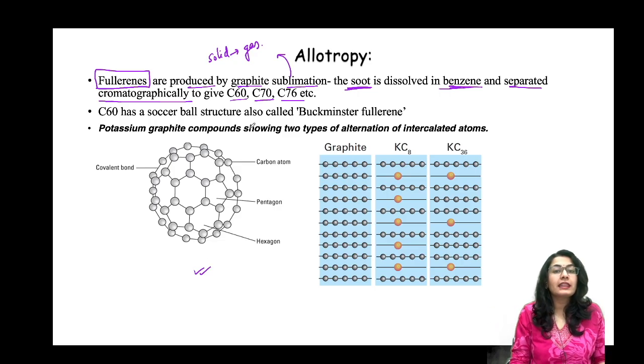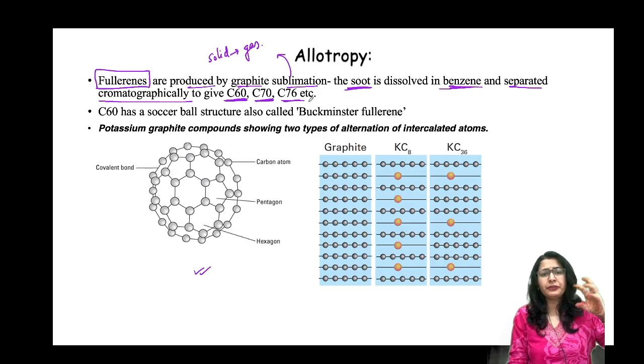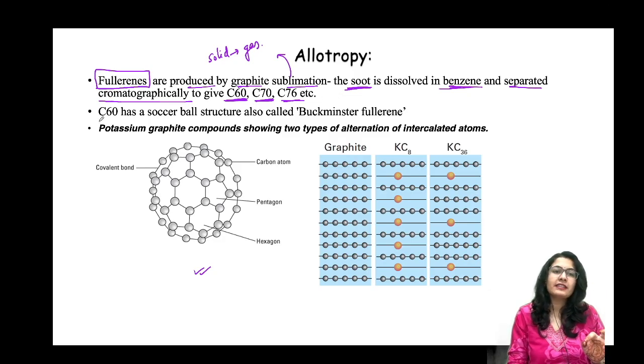That's why they can be separated to give you different sizes of these balls, and specifically the C60 soccer ball is known as the Buckminster fullerene. So only C60 is called fullerene, all of these are not fullerene, only C60 is fullerene.